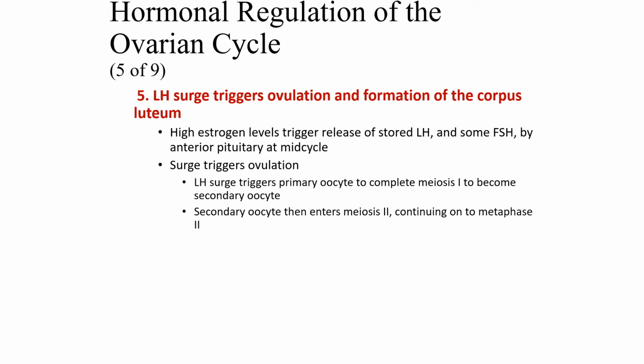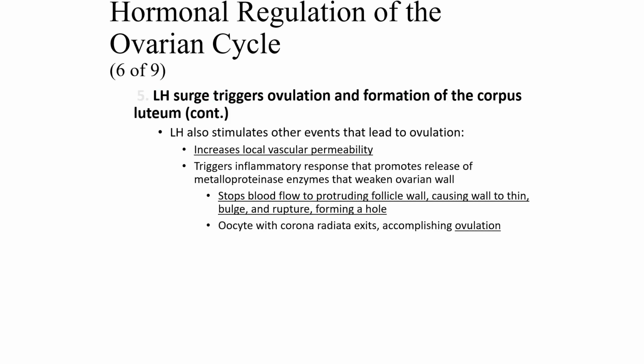All right, so LH is going to trigger the primary oocyte to complete meiosis 1 and become the secondary oocyte. Remember that the secondary oocyte stops at metaphase 2 until the sperm penetrates the ova, and that triggers the completion of meiosis 2 and the formation of the ova, the gamete, and a polar body.